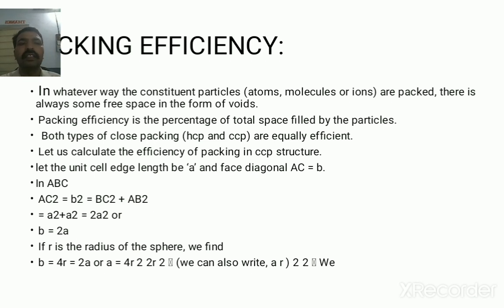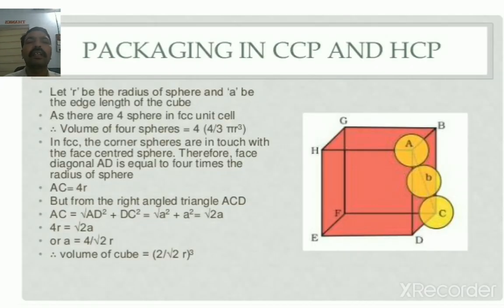Packing efficiency. However the constituent particles are arranged, there is always some free space in the form of voids. Both SCP and CCP are equally efficient, and in both the coordination number is 12. That means the number of oppositely charged ions attached to a particular ion. This is nothing but the coordination number. Both SCP and CCP have the coordination number 12, and in both the packing efficiency is 74%.